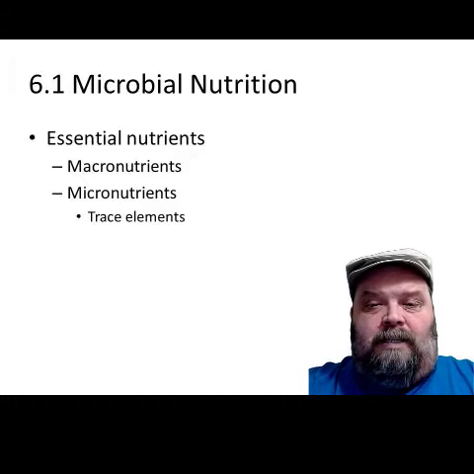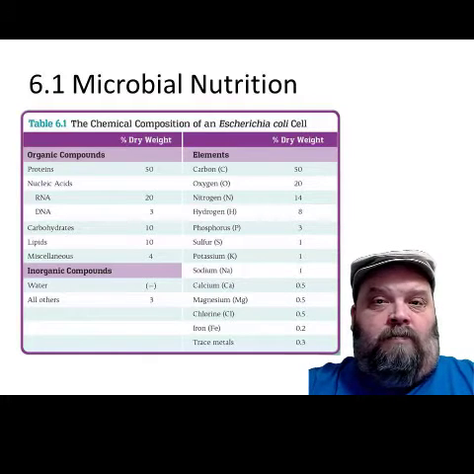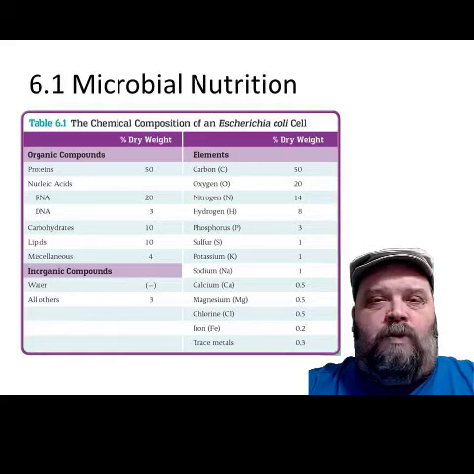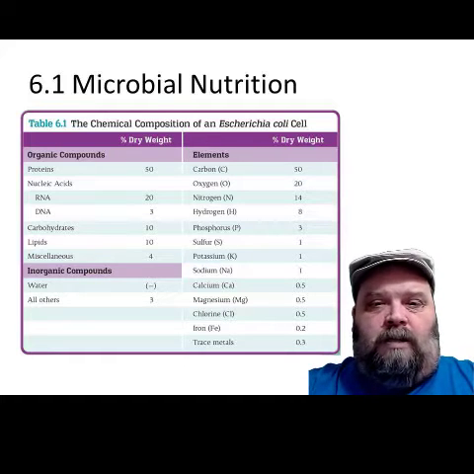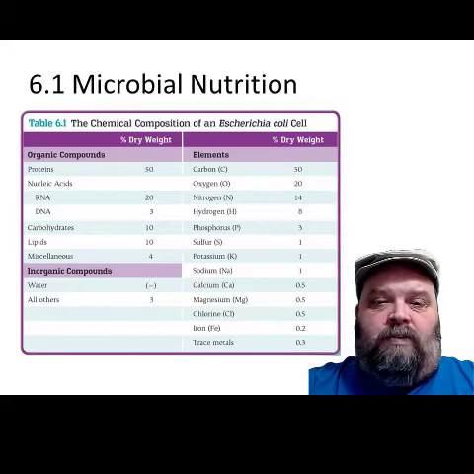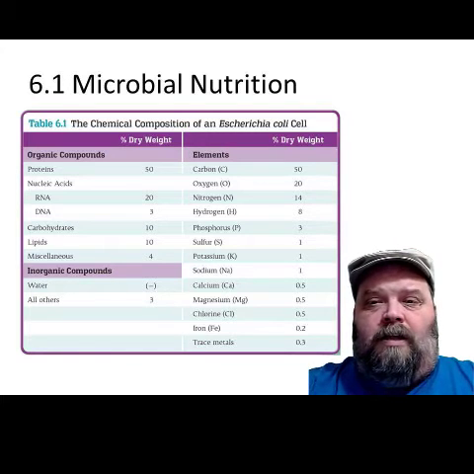So when you look at what's there, say an E. coli cell, it's going to be composed of the normal things that we think of when we talk about a living cell. Proteins, nucleic acids, carbohydrates, lipids, and a few other things here and there. But the elements, look at the table here, table 6.1.